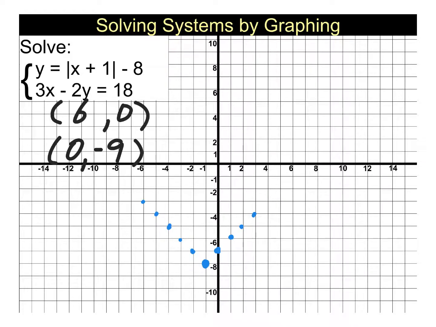So I have the point (6, 0). So we go to the point (6, 0). Then I have (0, -9), so (0, -9). Remember, those are 2 separate points. That's why I like to write it like this whenever I do that work.